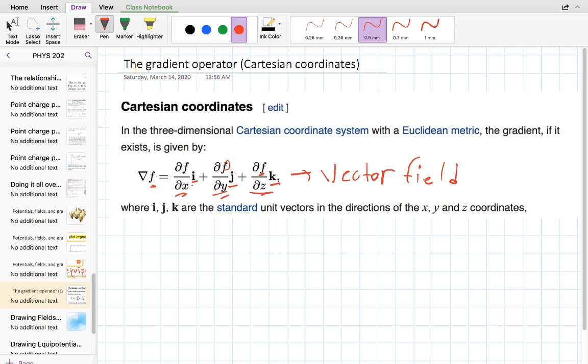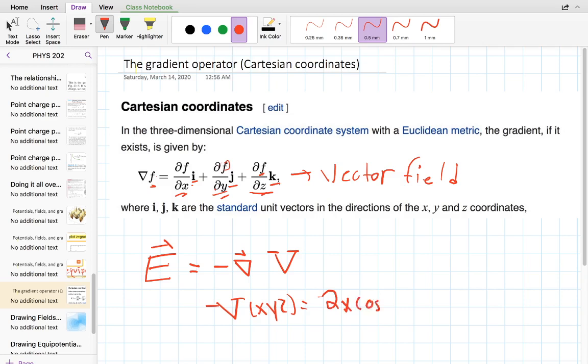And remember that the relationship between the electric field and the potential is that the electric field is equal to the negative gradient of the potential function. So I could give you some potential function in three-dimensional space, say v of x, y, and z is equal to 2x cosine y e to the z. You could use this formula to take the partial derivative with respect to x, with respect to y, and with respect to z, and find that electric field.